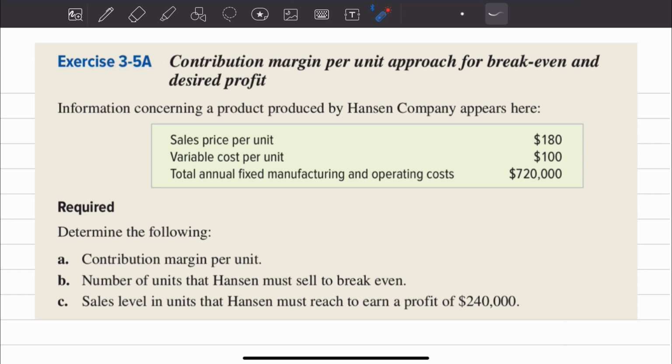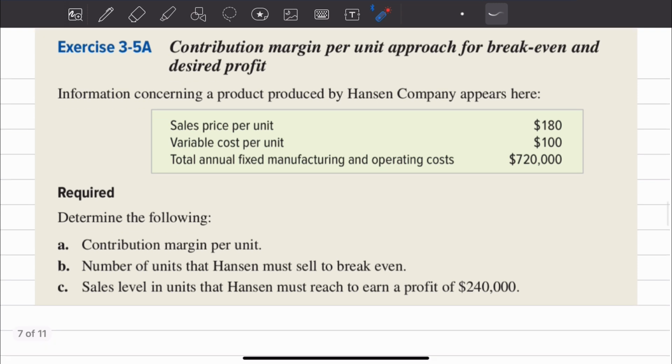3-5A. So let's read the exercise together. It says, information concerning a product produced by Hansen Company appears here, and we have the sales price per unit, $180, variable cost per unit, $100, and the total annual fixed manufacturing and operating costs, $720,000. So what's required? Determine the following.